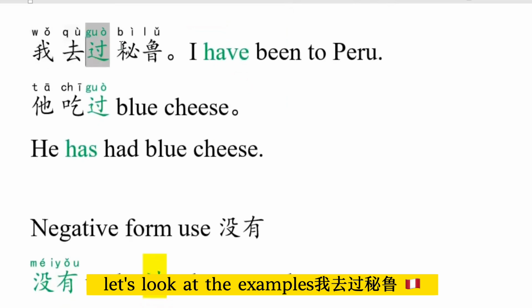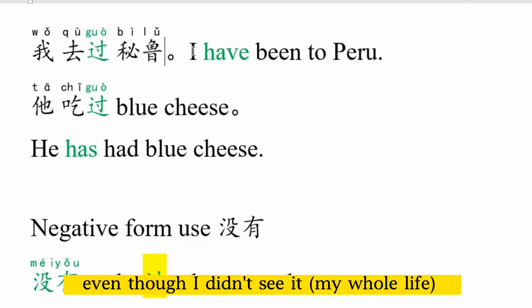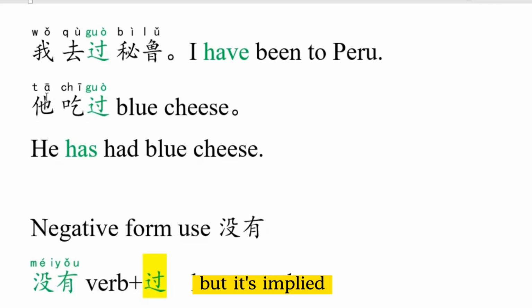Let's look at the examples. 我去过秘鲁. I have been to Peru in my whole life. Okay, even though I didn't say it, but it's implied. 他吃过 blue cheese. He has had blue cheese.